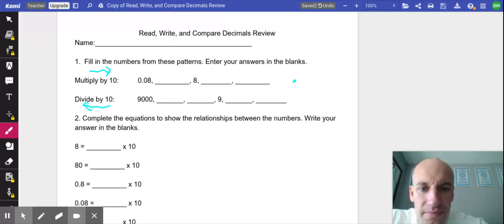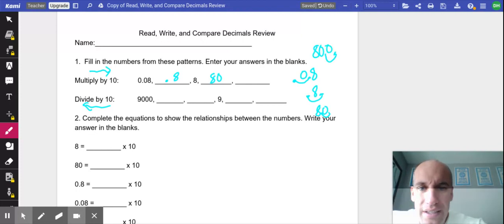8/100ths. And since you're multiplying by 10, you're going to move the decimal one place to the right. So the number is going to get bigger. It's going to be 8/10. And then we have 8/10. Multiply that by 10, so we're going to move it one more place to the right. And it becomes 8, which is already in there. 8 times 10 is 80. Or you can just start at 8, decimal's there, move it one place to the right, and it becomes 80. Next, 80, one place to the right, 800.